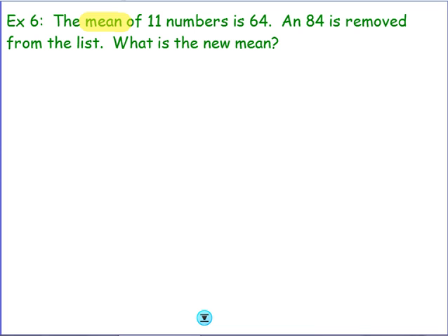We know that mean means add them all up. Problem is, I don't know what they are. So I'm going to use this phrase. Sum, because that means add, the sum of, now we have 11 numbers, but I know one of them. So the sum of 10 numbers plus the 84 that I know, there's my 11, divided by 11 gives me 64.